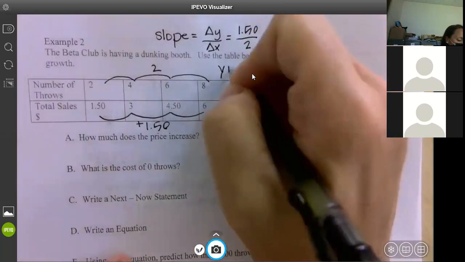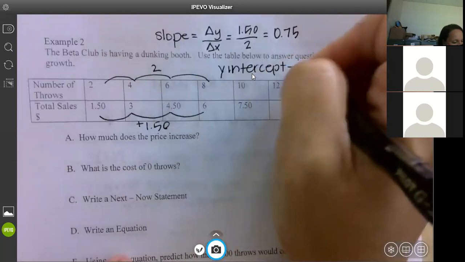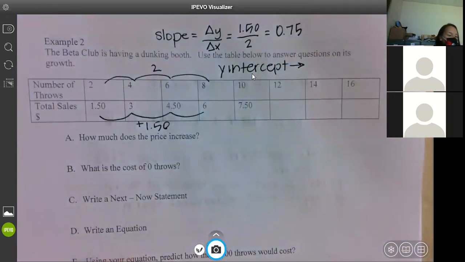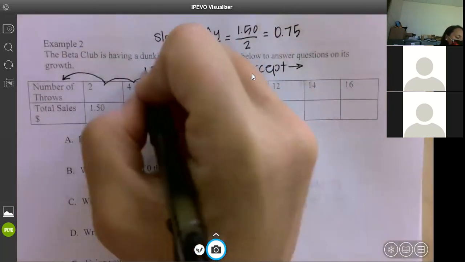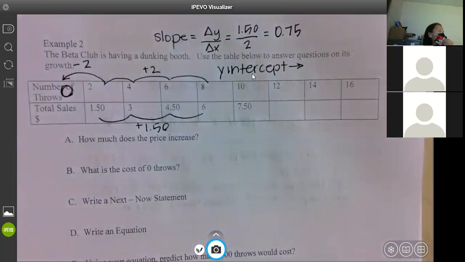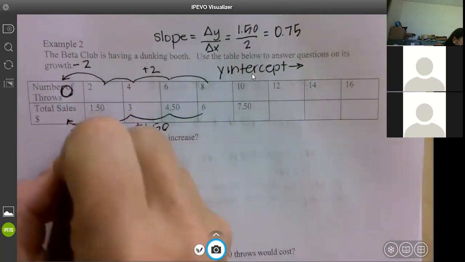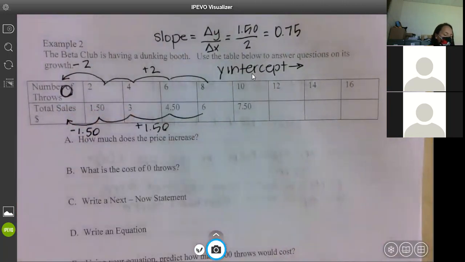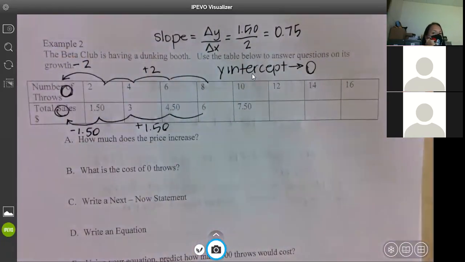How do I find my y-intercept from a chart? Go backwards. So I need to go to 0. So I was adding 2 up here. So to get backwards, I'll subtract 2, which gives me my 0. So I know that's as far as I need to go. But to get my actual y-intercept, I need to do the bottom. So I'm going to subtract 1.50. And what do I get when I subtract 1.50? 0. So our y-intercept is 0.